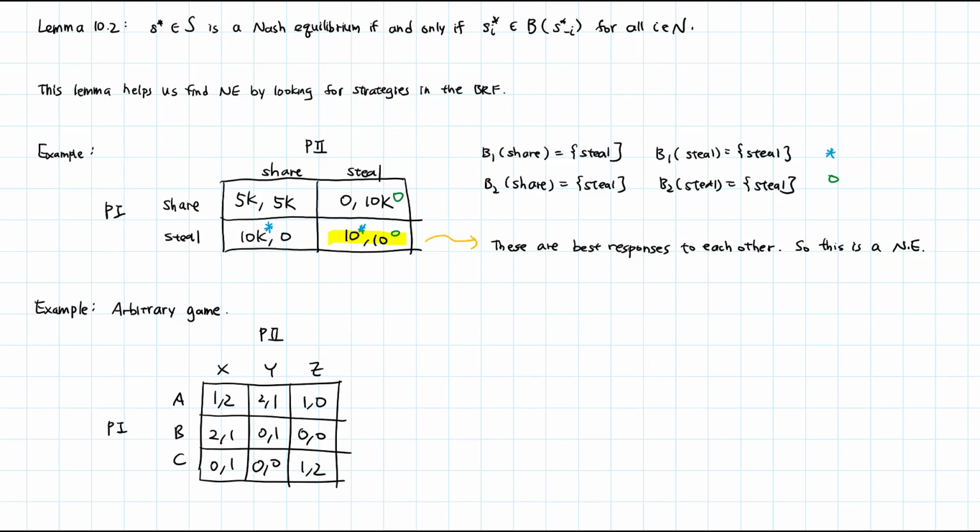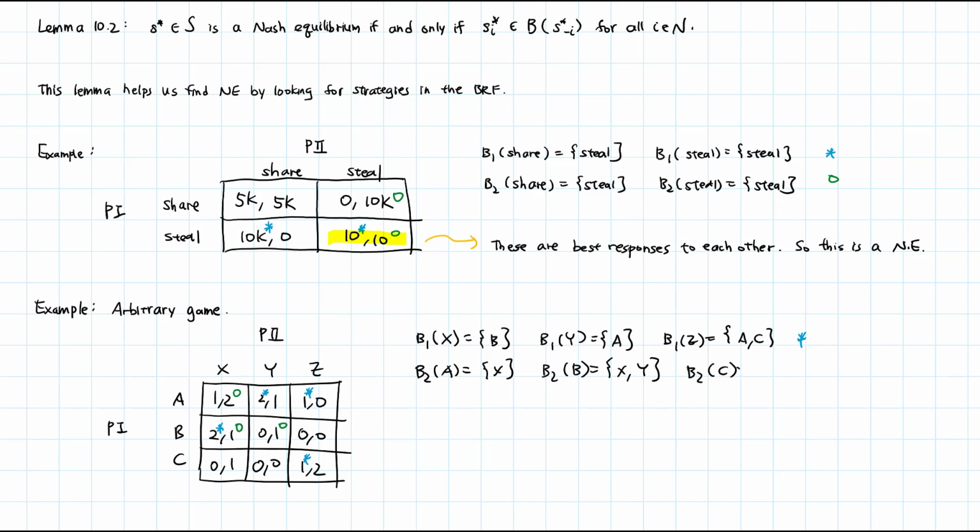Let's look at the best response function for player 1. When player 2 plays X, the best response from player 1 is the strategy B, which gets them utility 2. When player 2 plays Y, the best response from player 1 is A. When player 2 plays Z, player 1 has 2 possible best responses, A or C, and we have marked them on the table. And we can make a similar calculation for the best response function for player 2. And we mark the best responses on the table as well.